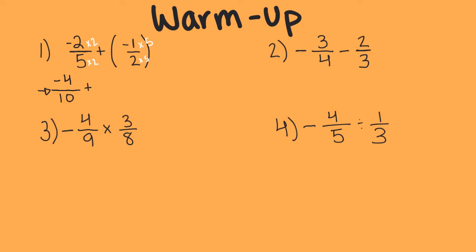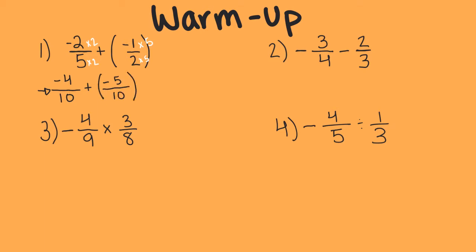plus I have negative 1 times 5. When I have a negative times a positive, it's going to give me a negative value. So now I know that negative 1 times 5 is going to give me negative 5 over 2 times 5, which is 10.